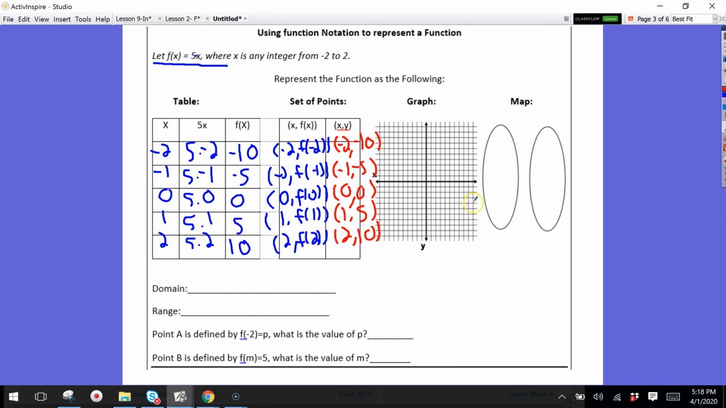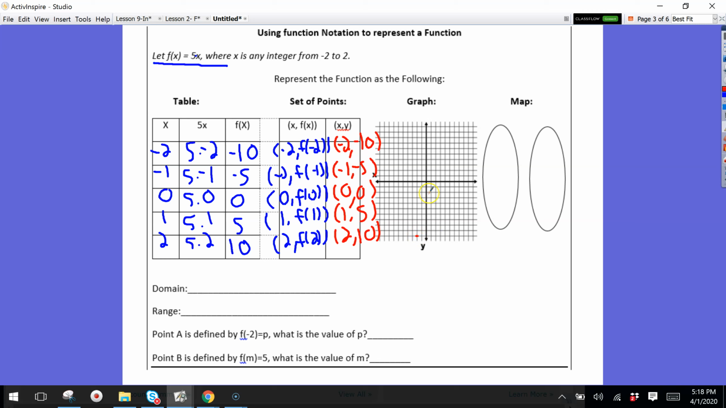Now let's go ahead and graph this. So our points are (-2, -10). So 1, 2, 3, 4, 5, 6, 7, 8, 9, 10.